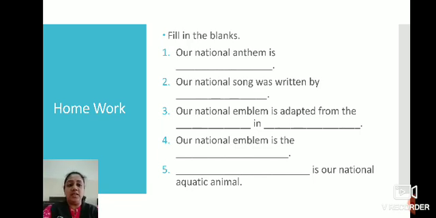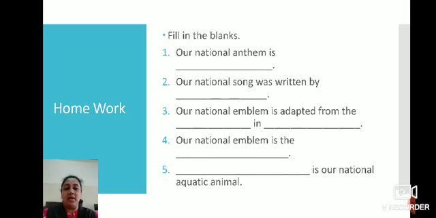Now the fourth number is our national emblem is the dash. So what is our national emblem? Just think. The lion capital is our national emblem.